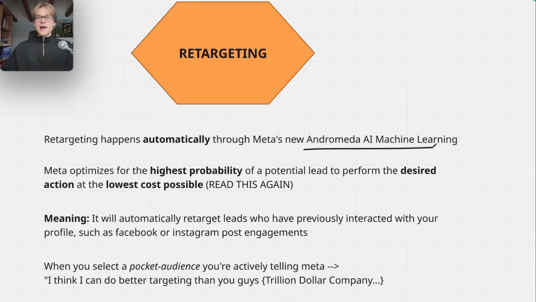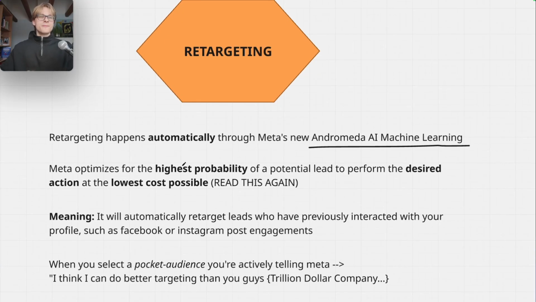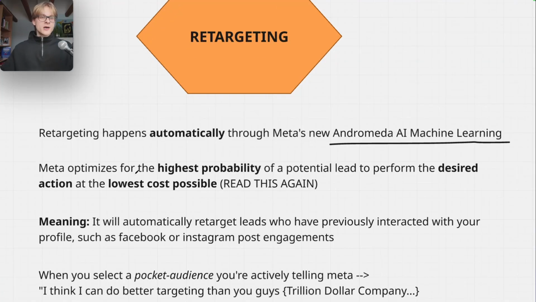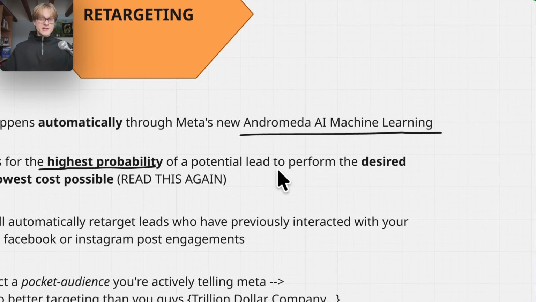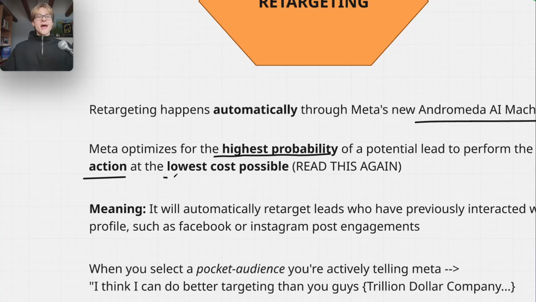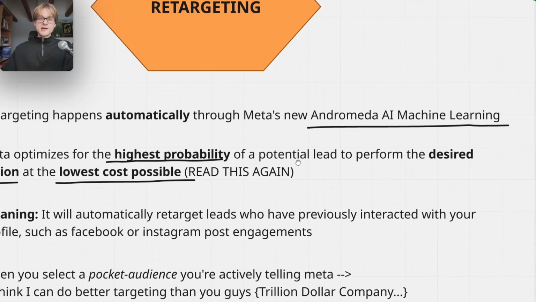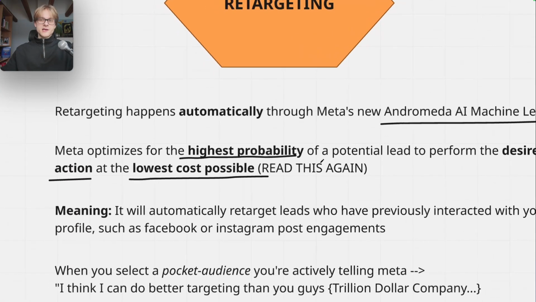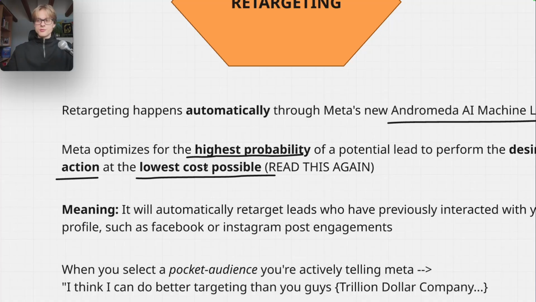Through Meta's new Andromeda AI machine learning machine, Meta optimizes for the highest probability of a potential lead to perform the desired action at the lowest cost possible. Let's read this again, right? Meta optimizes for the highest probability, the likelihood, right, of a potential lead. All these people out there, it calculates the highest probability of this lead to perform the desired action, meaning the thing that you optimize for, let's say a purchase, at the lowest cost possible for you. This is what Meta does for you. It literally does all the work for you, right?